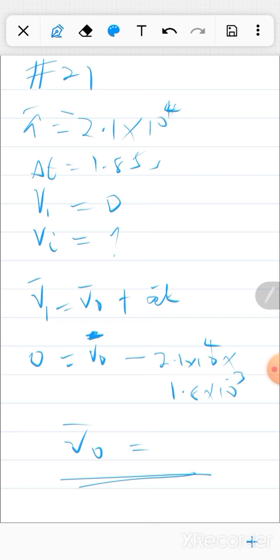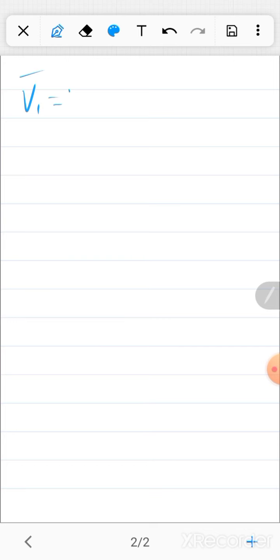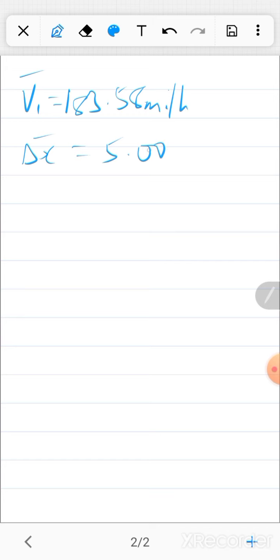Number 39, asked by Georgie. In 1967, New Zealand set the record for an Indian motorcycle on the maximum speed. So v1 is 183.58 miles per hour. The one-way course was 5 miles long, so delta x is 5 miles.